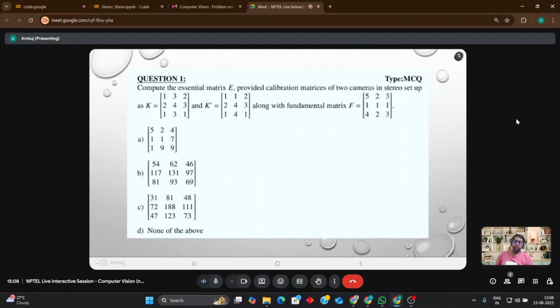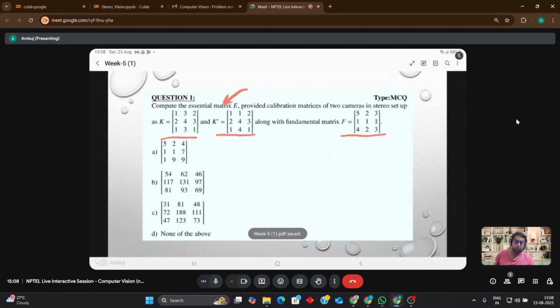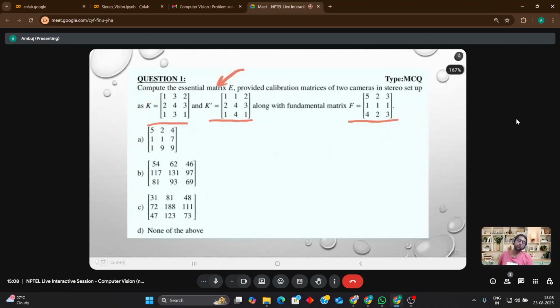First question: compute the essential matrix E, provided the calibration matrices of two cameras in a stereo setup as K and K dash, along with the fundamental matrix F. What we are being asked is to calculate this essential matrix E. The options have already been given. In week 3, I told you a particular short trick; if you have to solve it with the options, you can apply that. Otherwise, let us solve it in great detail.